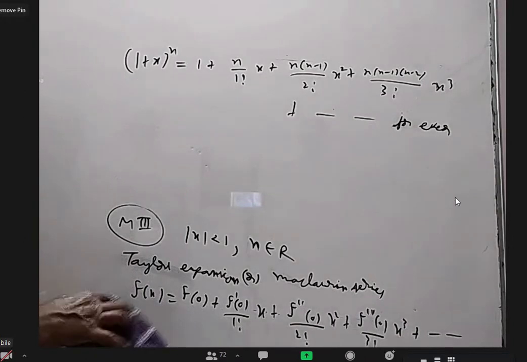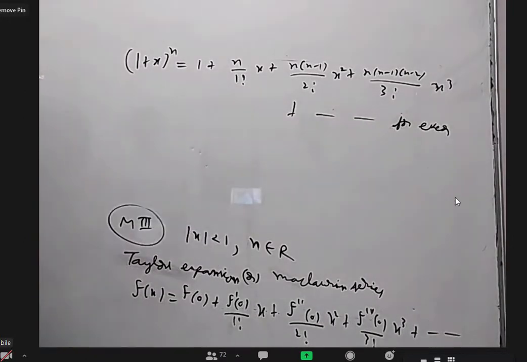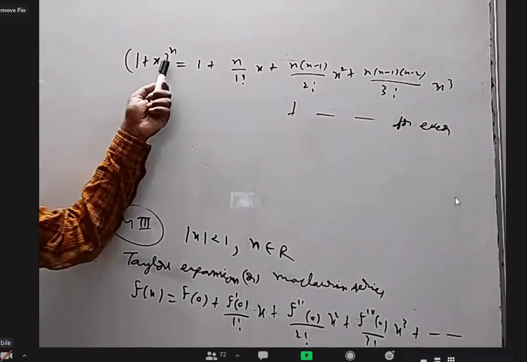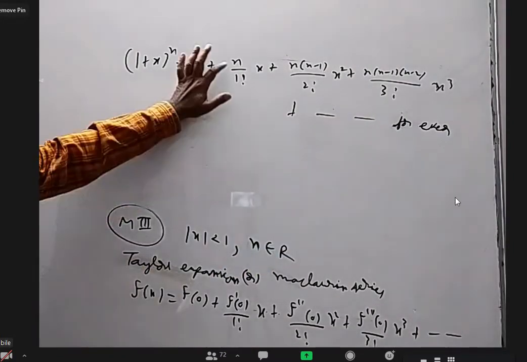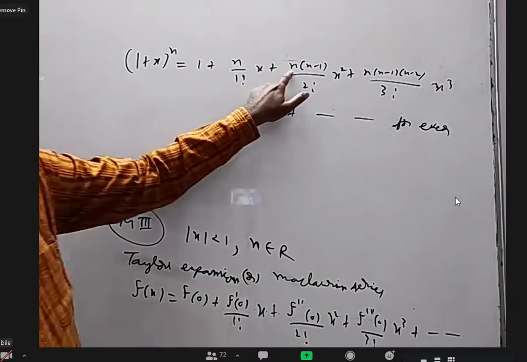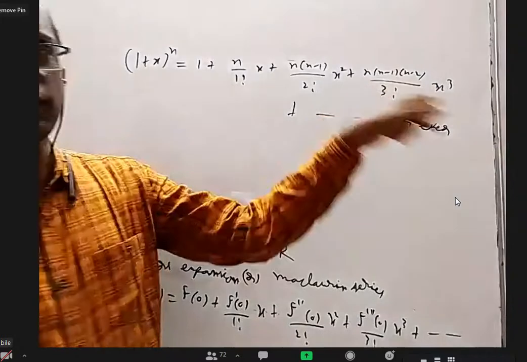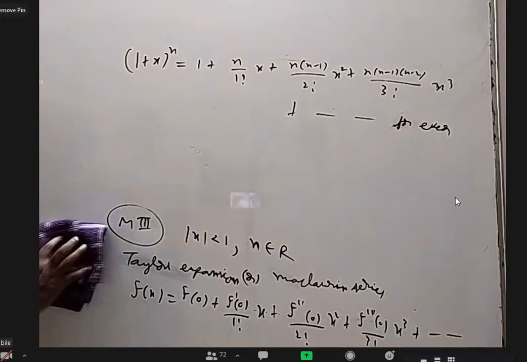All right, leave this. Everybody copied this much? Yes, sir. Especially when n is -5 or something, you can see it goes on forever. This is -5 by 1 factorial. This is -5 into -6 by 2 factorial. This is -5, -6, -7 by 3 factorial, and it doesn't stop anywhere.